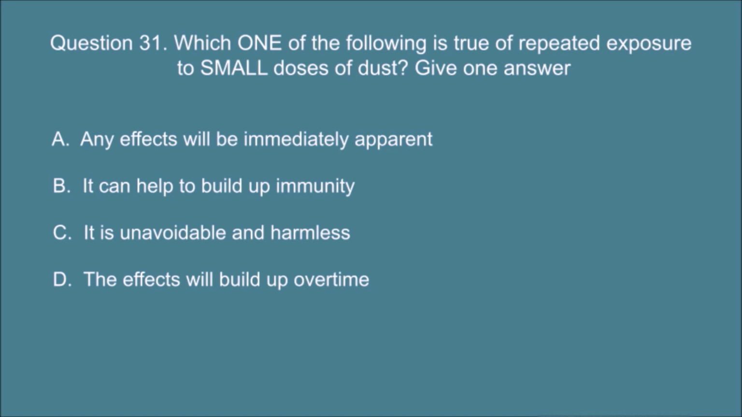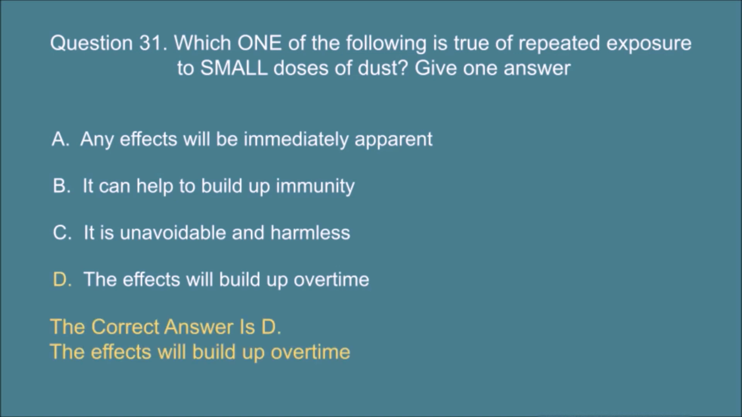Question 31. Which one of the following is true of repeated exposure to small doses of dust? Give one answer. A, any effects will be immediately apparent. B, it can help to build up immunity. C, it is unavoidable and harmless. D, the effects will build up over time. The correct answer is D, the effects will build up over time.